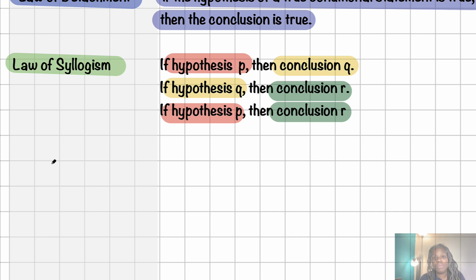If you come to school out of uniform, then you're probably going to get a detention. If you're going to get a detention, then your parents are going to be upset with you. I'll do that again. If you come to school without uniform, then you're going to get a detention. If you get a detention, your parents are going to be upset with you. So what we could have done here is just said, if you come to school without a uniform, your parents are going to be upset with you.